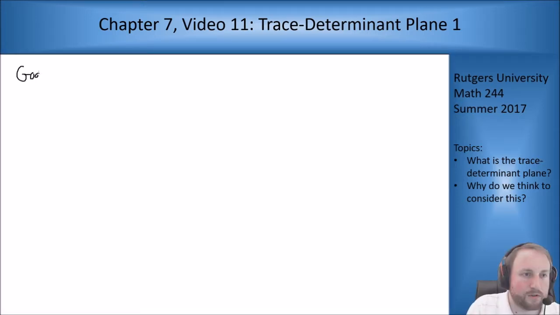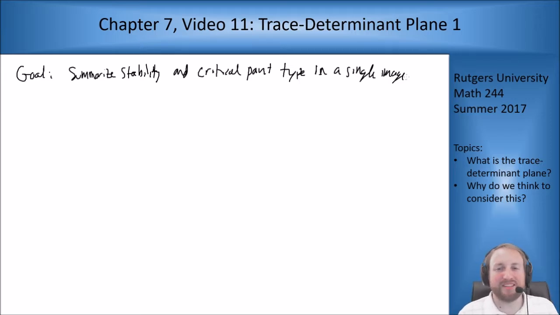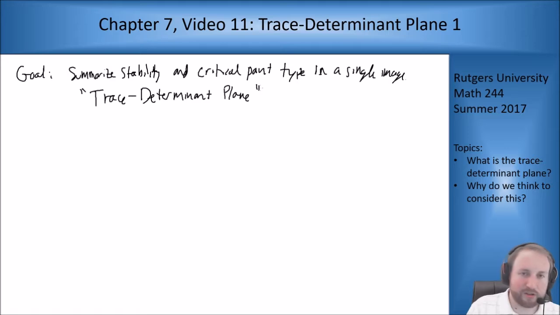So let's go ahead and start outlining what I'm saying here and figure out what we mean by this object. The goal here is to summarize stability and critical point type in a single image. As it turns out, this picture, this trace determinant plane, is going to give us what we need to do that. So let's see where this comes from.